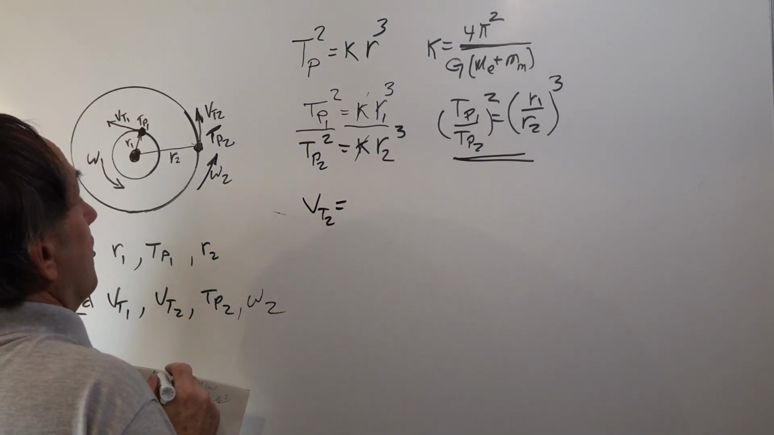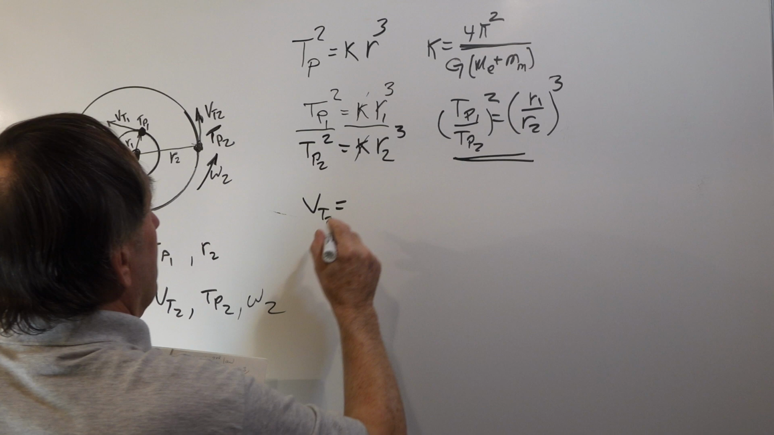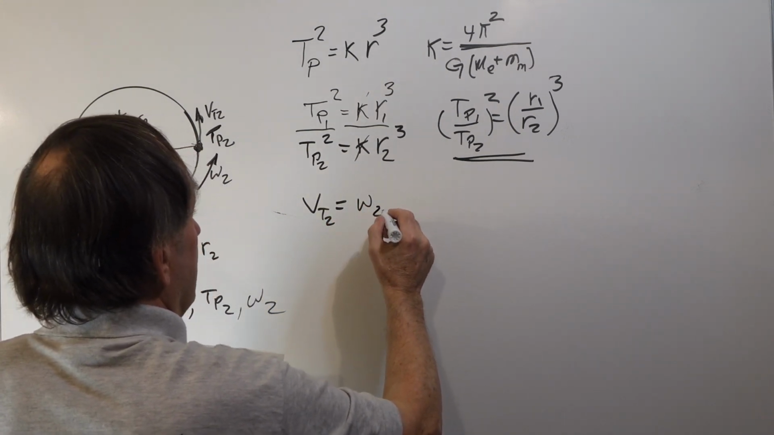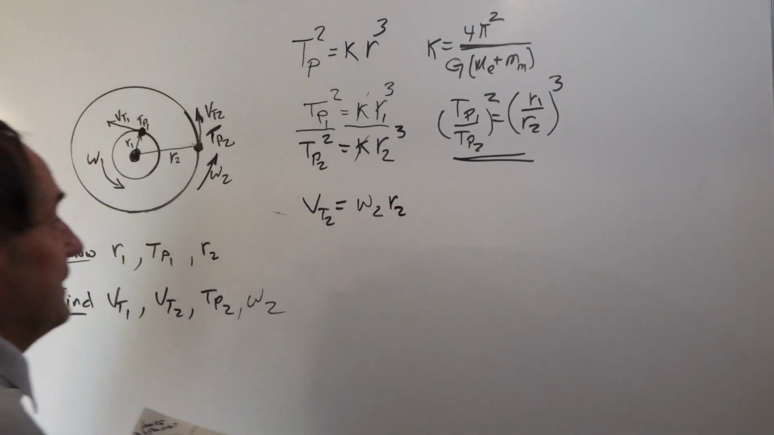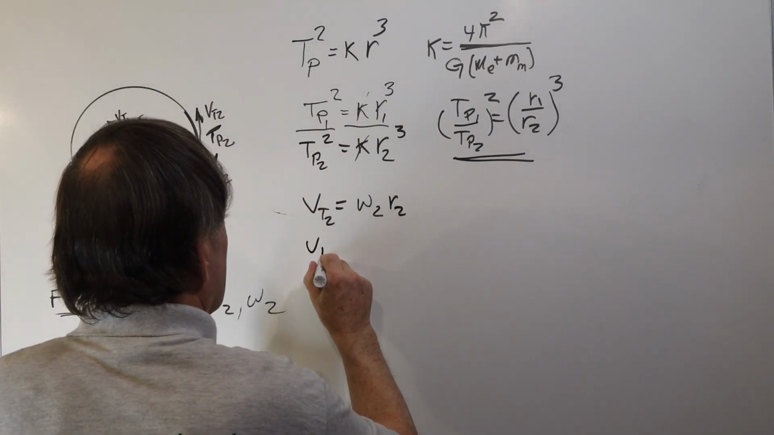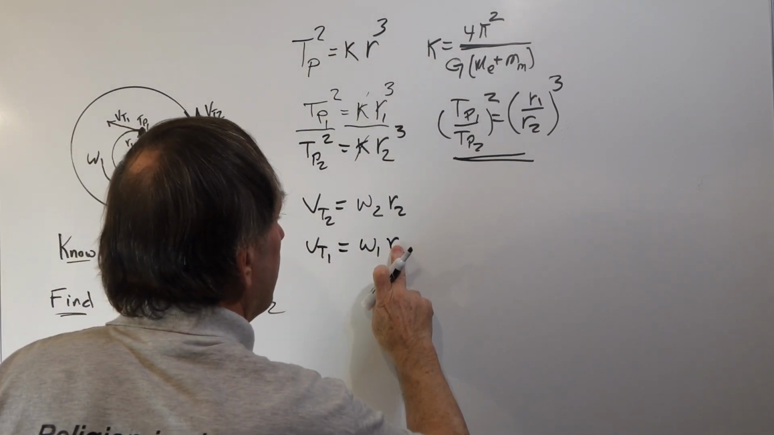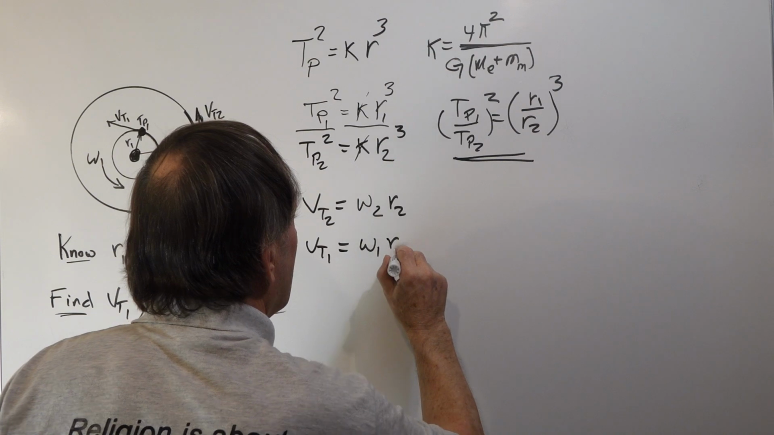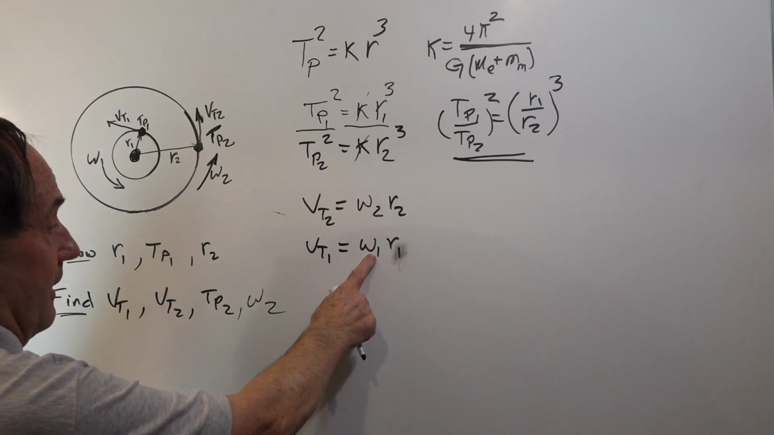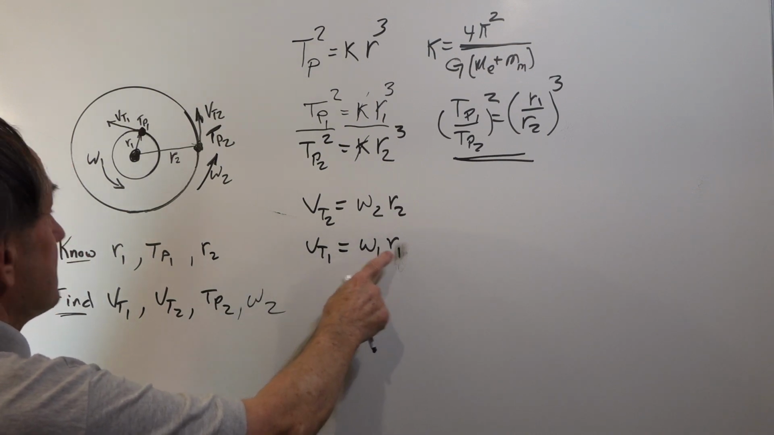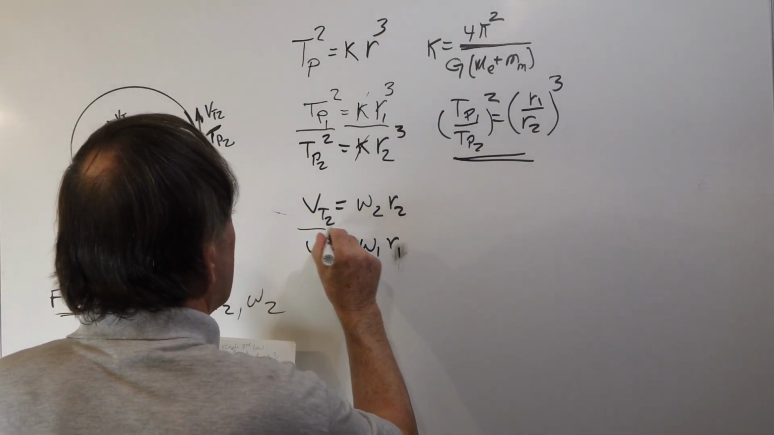The tangential velocity, or orbital velocity, of the moon in its second orbit is equal to the angular velocity times the radius of the orbit. And the same thing holds for the initial orbit, where the orbital velocity is equal to the angular velocity times the radius of the orbit. Again, we can ratio these two equations.